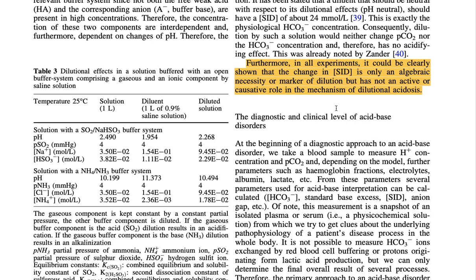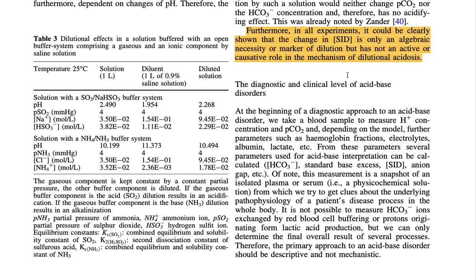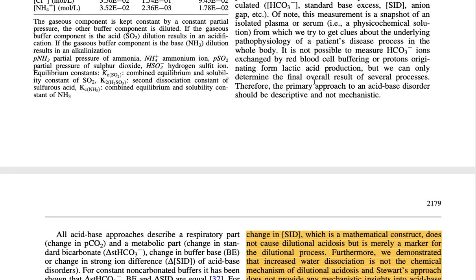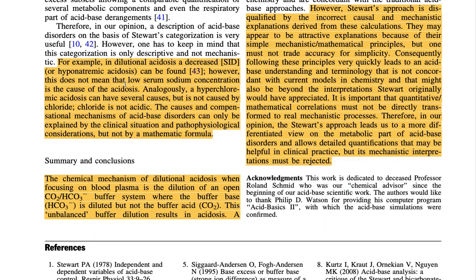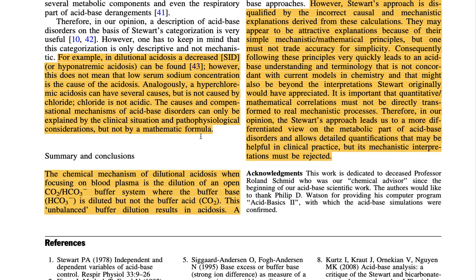These experimental studies are disproving not just that bicarb is a dependent variable, which these studies proved it was independent. They also prove that the strong ion difference is not the actual causative mechanism of the acidosis, disproving another part of Stewart's theory. For example, in dilutional acidosis, a decrease in strong ion difference, or hyponatremic acidosis, can be found. However, this does not mean that low serum sodium concentration is the cause of the acidosis. Analogously, a hyperchloremic acidosis can have several causes, but is not caused by chloride. Chloride is not acidic. The causes and the compensation mechanisms of acid-base disorders can only be explained by the clinical situation and pathophysiological considerations, not by a mathematical formula.